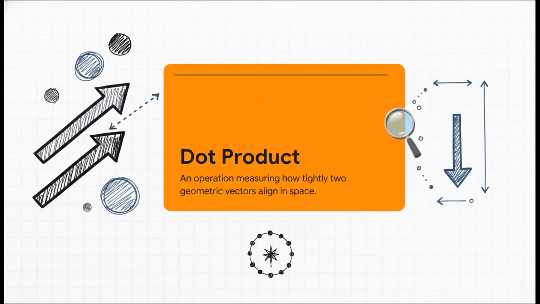The machine kicks off its calculation by making one specific word its primary focus, let's say our ambiguous pronoun "it." To test how strongly this focus word aligns with all the other words around it, it executes what's known as a dot product. Now, a dot product is a fundamental mathematical operation that measures exactly how tightly two separate geometric vectors align in physical space. The machine literally uses this operation to test the physical angle between the coordinate of the focus word and the coordinates of the rest of the sentence. This is how it figures out exactly how much attention to pay to each surrounding token.